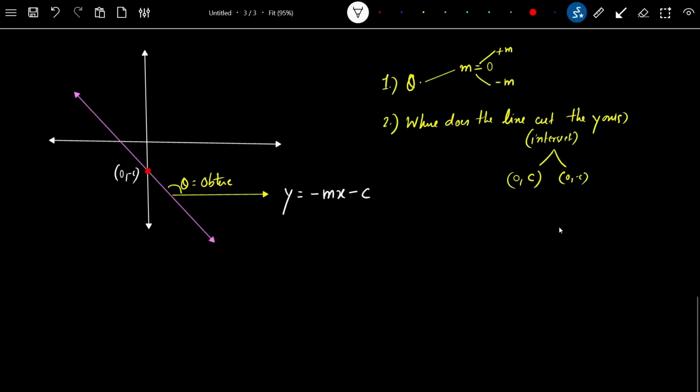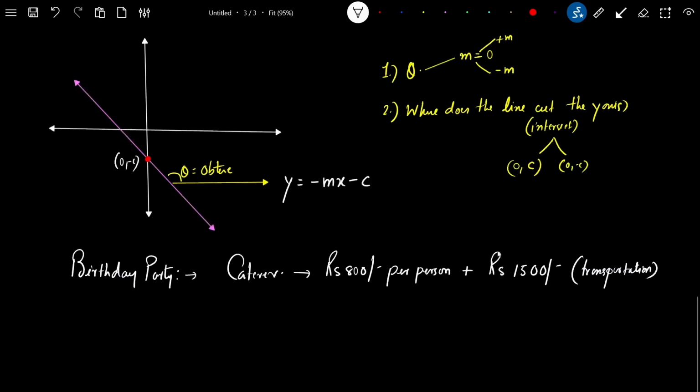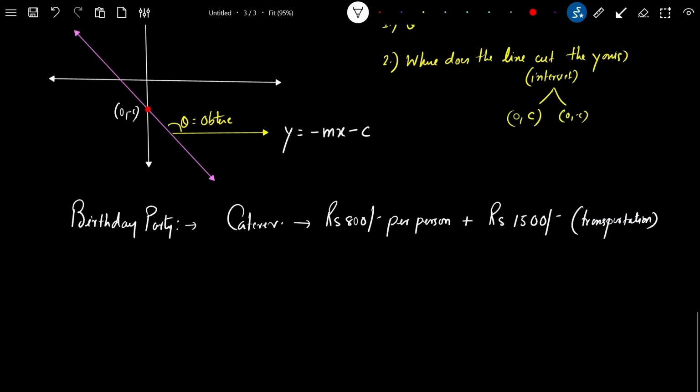Let's take a small example. Suppose we want to organize a birthday party, and we need to arrange for food. So we order a caterer for our food requirement. We go to a caterer, and the caterer gives us a quote saying that he would charge us rupees 800 per person, and he would also charge rupees, say, 1,500 towards his transportation.